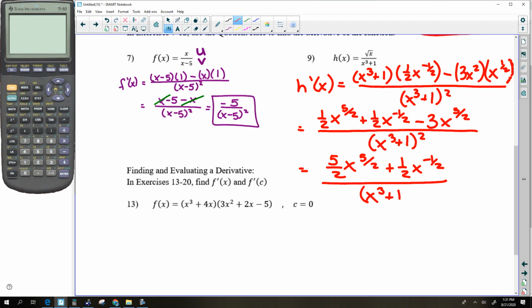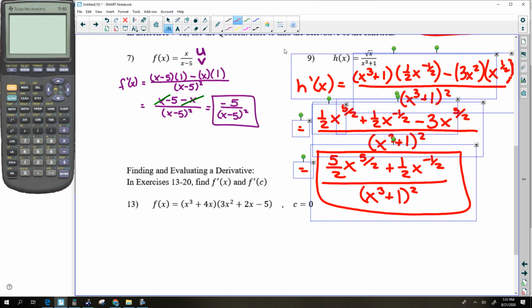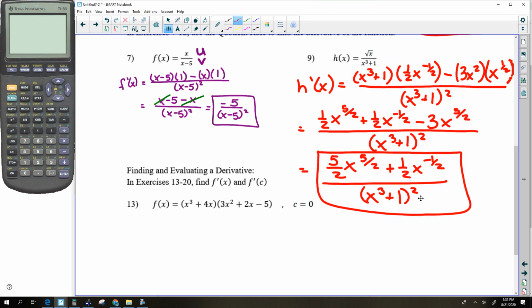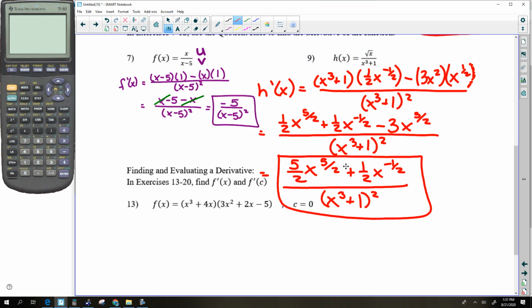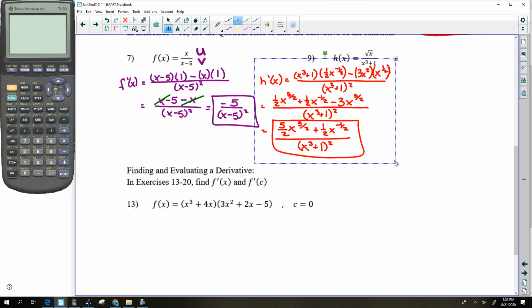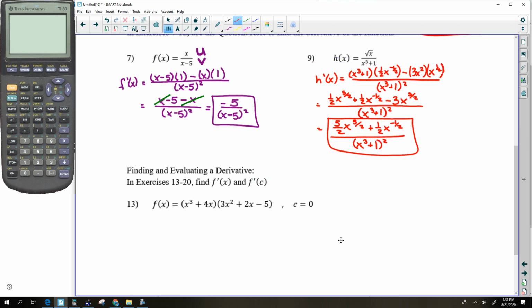x to the third plus 1 squared. I'm not going to touch it. That's gross. So much math. Fractions and adding and subtracting fractions. Don't pay me enough. All right. So you got that.